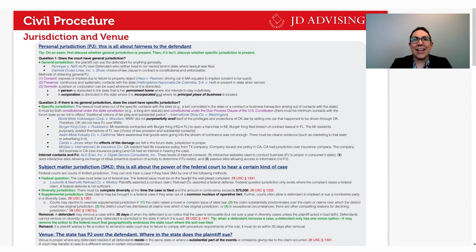Now, in addition to requiring personal jurisdiction in order for a court to be able to hear a case, a court also has to have subject matter jurisdiction. Subject matter jurisdiction is about whether this is the type of case that a court can hear. Now, in order to explain subject matter jurisdiction, I want to briefly touch on the different court systems that we have.